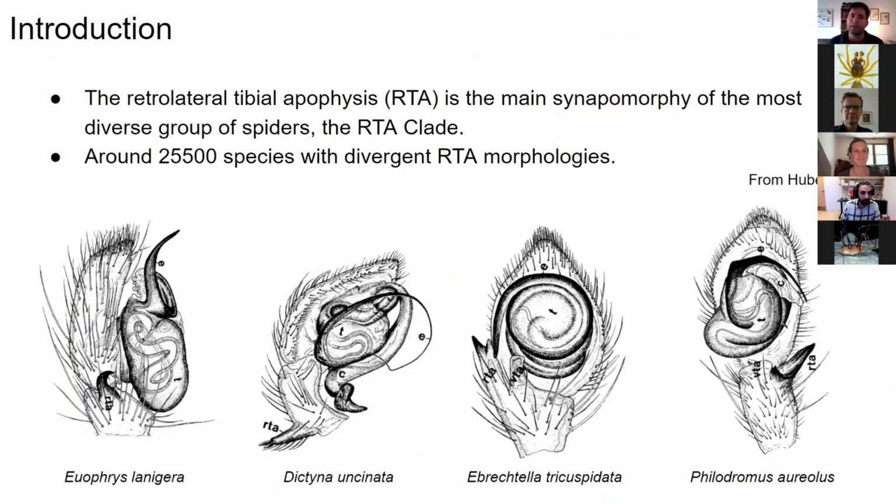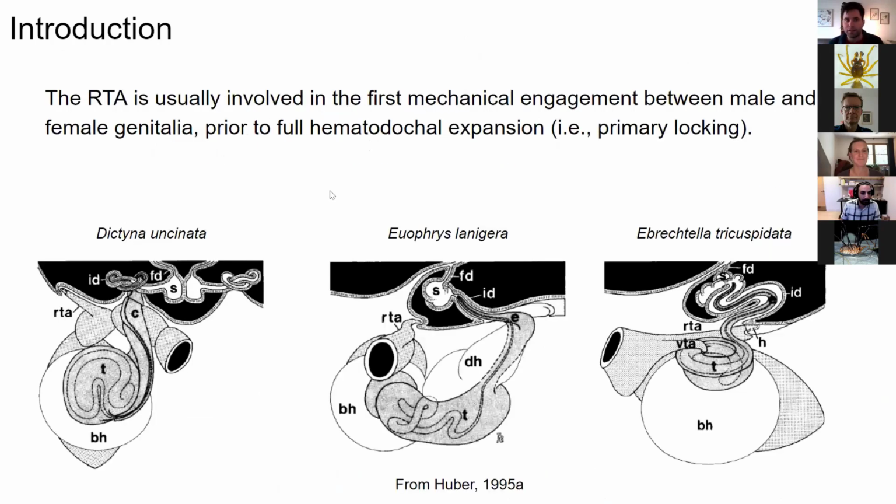So the retrolateral tibial apophysis, or RTA, is the main synapomorphy of the most diverse group of spiders, which is the RTA clade. It holds around 25,000 species with highly divergent RTA morphologies. But still, the RTA is usually involved in the same function, which is the first mechanical engagement between male and female genitalia, which occurs prior to full hematodocha expansion. We will refer to this as primary locking from now on, okay?